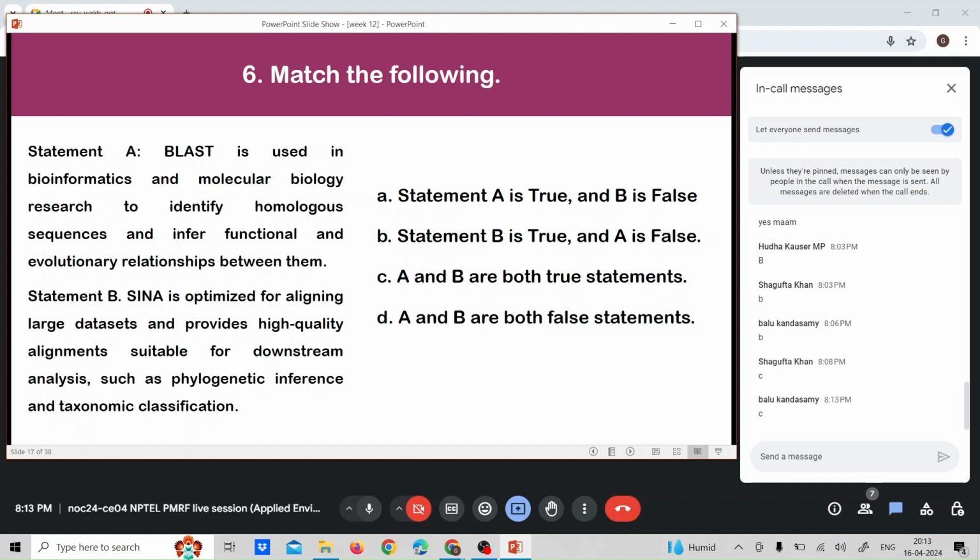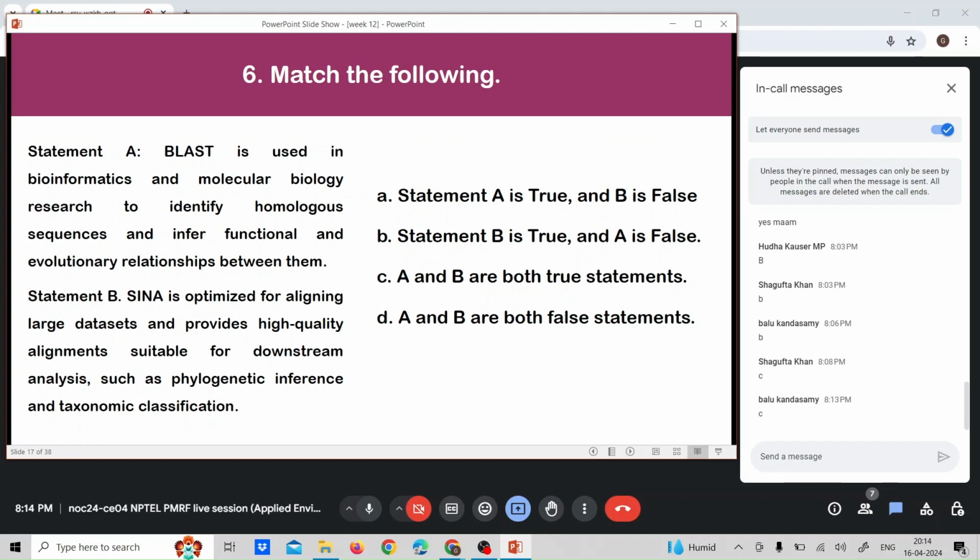Okay, so statement A: BLAST is used in bioinformatics and molecular biology research to identify homologous sequences and infer functional and evolutionary relationships between them. So yes, BLAST, we know it's a local alignment search tool, so we can identify homologous sequences by aligning.